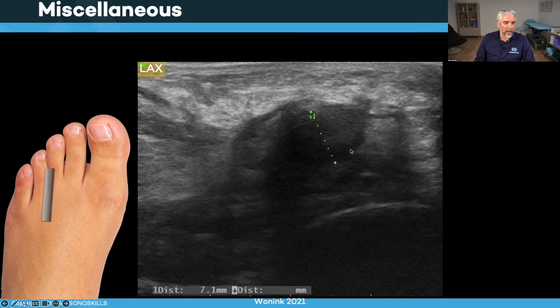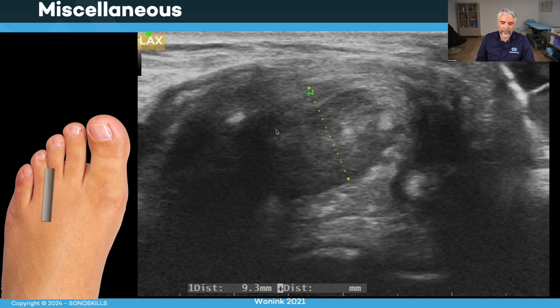So this is an example of a Morton's neuroma. You can see the clear hyperechoic thickening, which is a combination of nerve, connective tissue, and fibrosis, scar tissue, and also sometimes some bursal fluid.